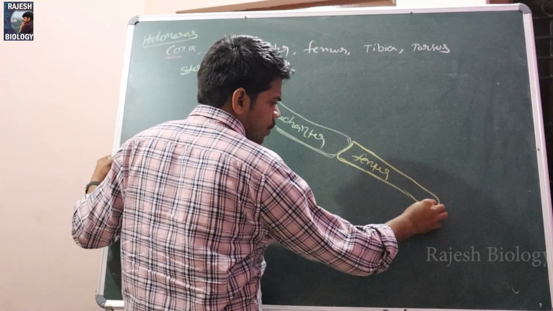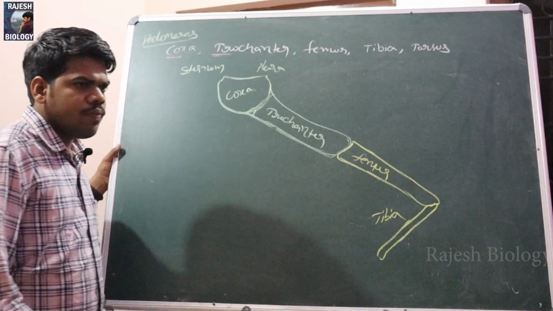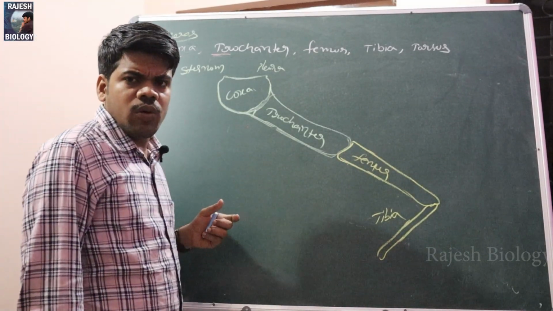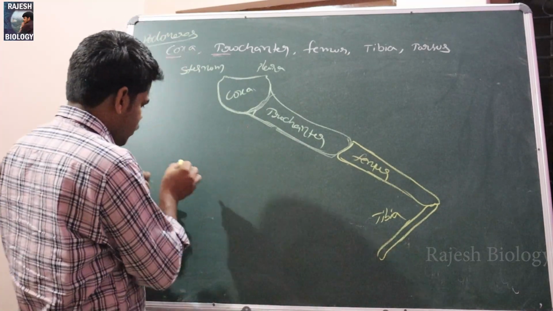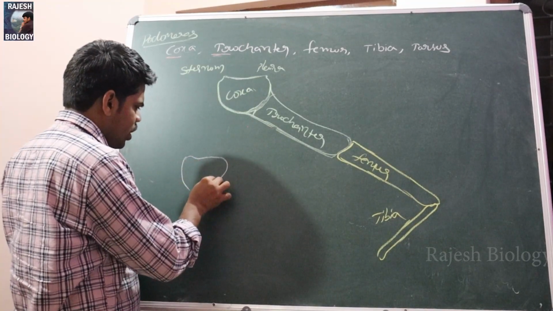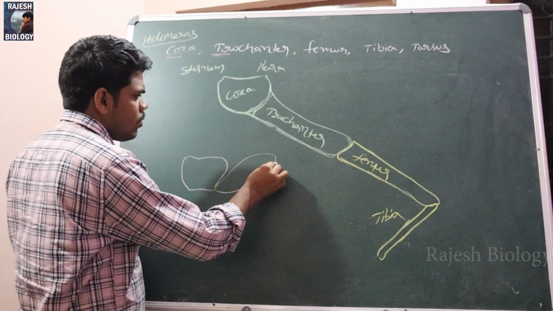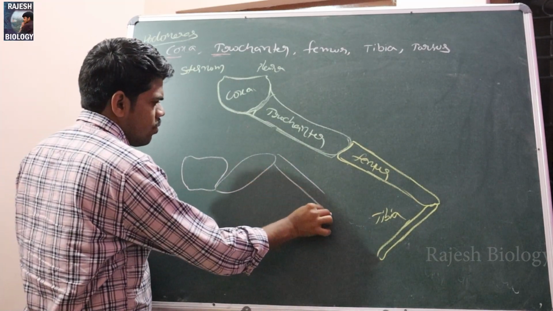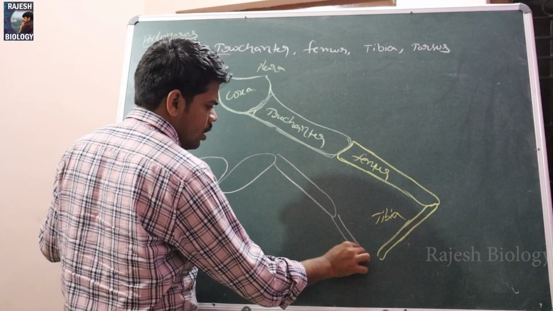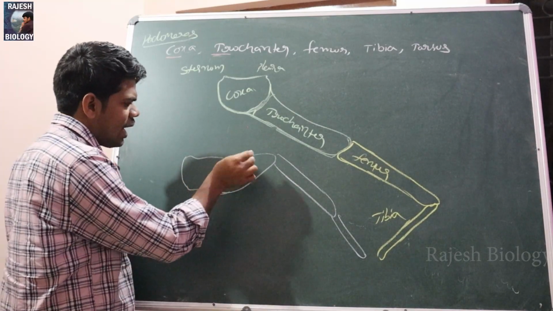And then next, tibia. So I'll draw here in this manner. We can draw this same diagram in any position like this. It is the coxa and trochanter, femur, tibia, like this. In most of the diagrams, if you observe, it is arranged in this manner.